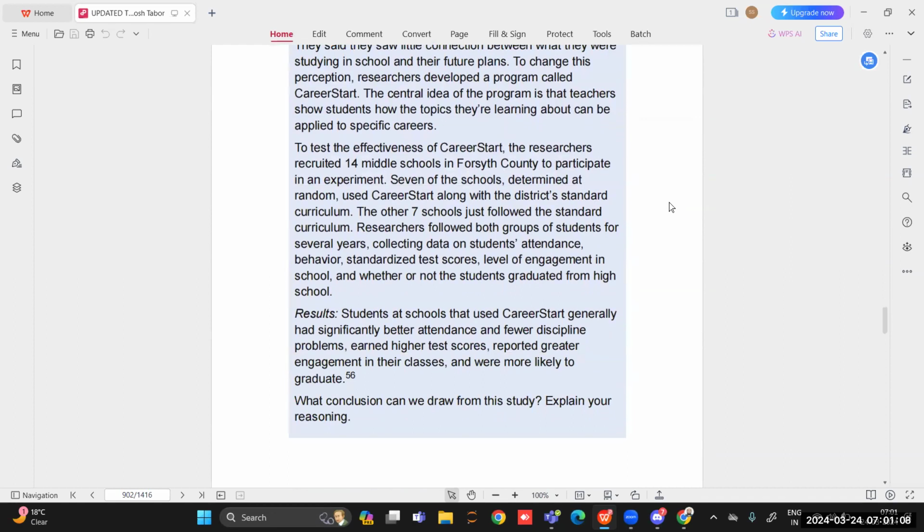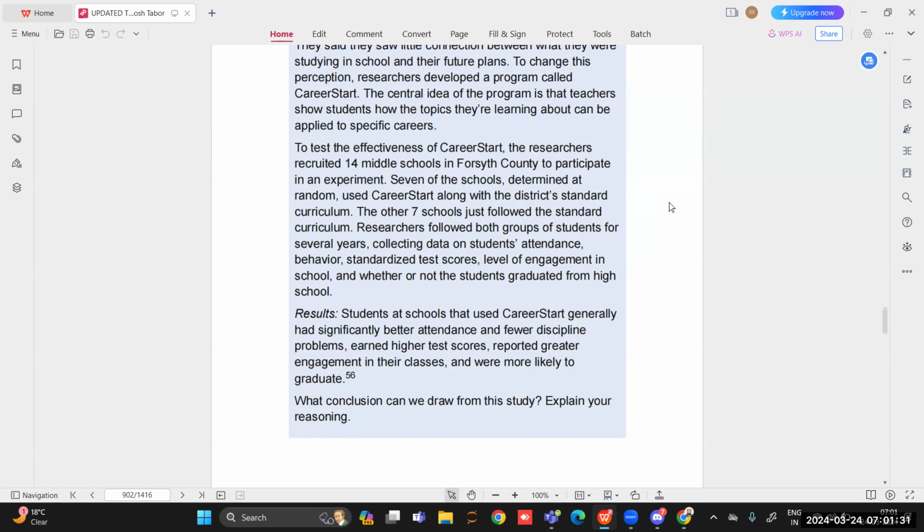The central idea of the program is that teachers show students how the topics they are learning about can be applied to specific careers. To test the effectiveness of Career Start, the researchers recruited 14 middle schools in Forest County to participate in an experiment. Seven of the schools, determined at random, used Career Start along with the district standard curriculum. The other seven schools just followed the standard curriculum.